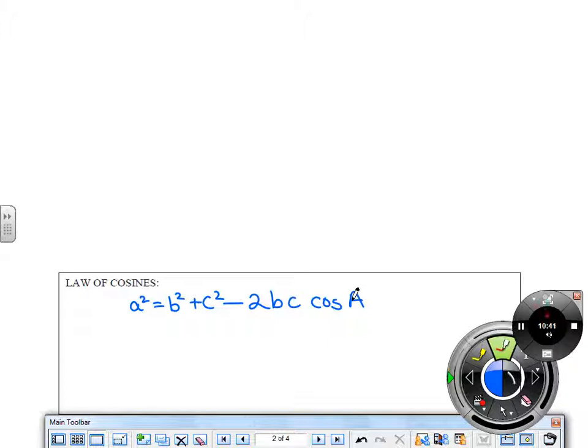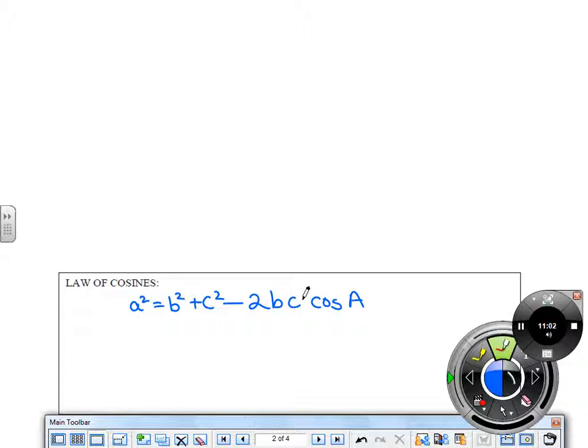Okay? So just like in the law of sines, there's 3 different versions of how we can write this formula, because it doesn't really have to always be that you're specifically finding side A. It's basically saying if you have any 2 sides and the angle between them, you can find the third side using this pattern of operations right here. Okay?